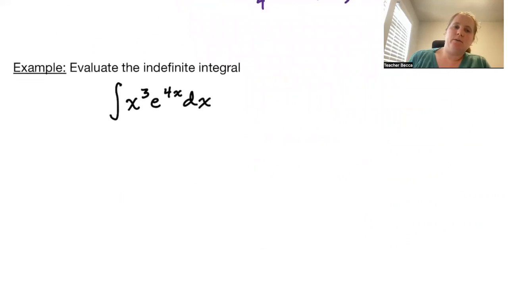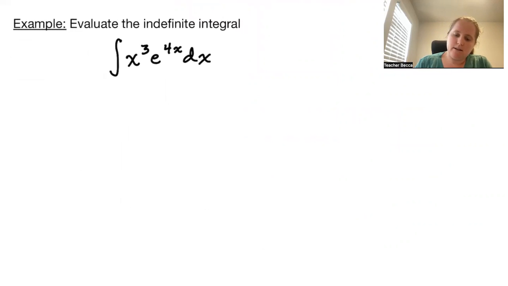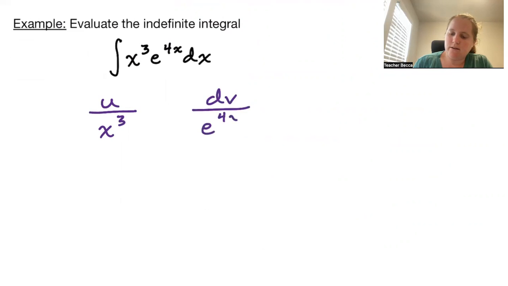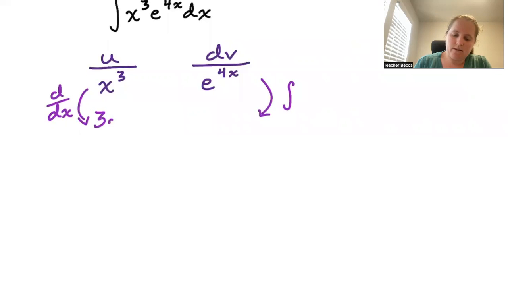Now let's go ahead and do another example where we evaluate the indefinite integral, which is the integral of x cubed e to the 4x dx. So in this case, we'll start off by setting our u to be x cubed, our dv to be e to the 4x. If we differentiate on the left and integrate on the right, x cubed will go to 3x squared when we take the derivative. E to the 4x, we would have an e to the 4x, but then of course to counteract the chain rule, we should have a 1/4 out front.